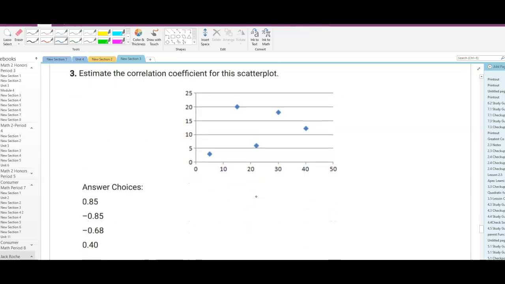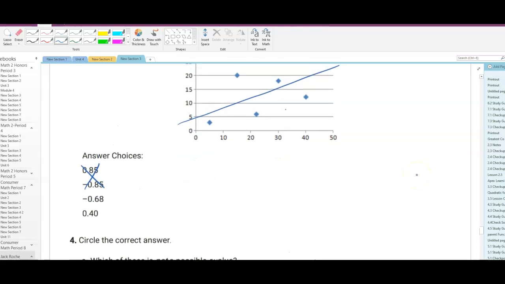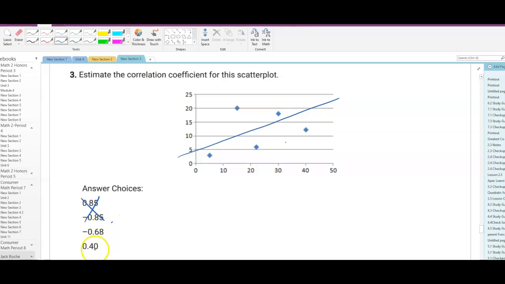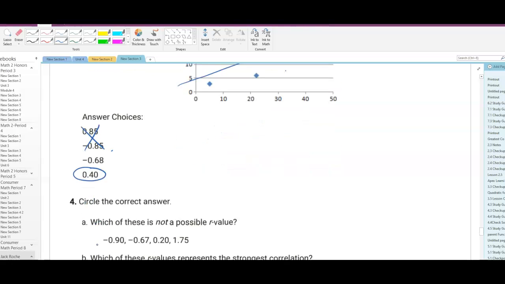Number 3, if I look at this, if I draw any line through here, is it going to come real close to many of these? No. So these are not strong R values. This is going to be on the weaker end, and most likely it would be more positive than negative. I guess you can go either way with it. But me personally, I would say it's no correlation or very weak at 0.40. Okay? Next.